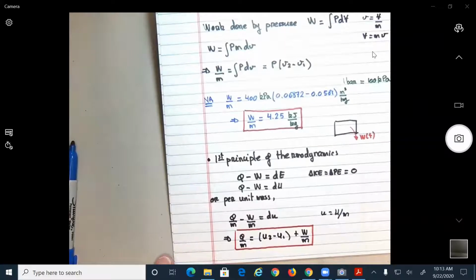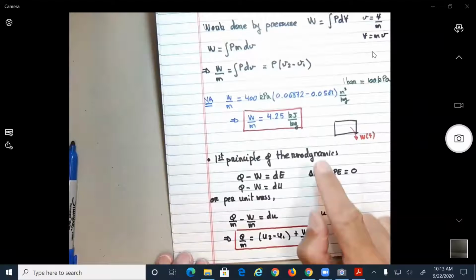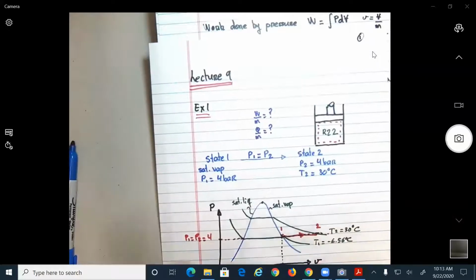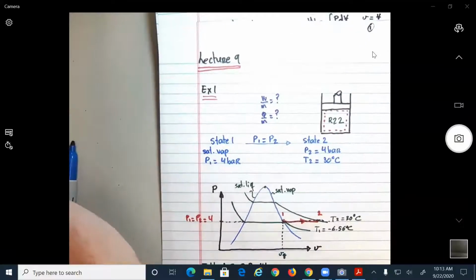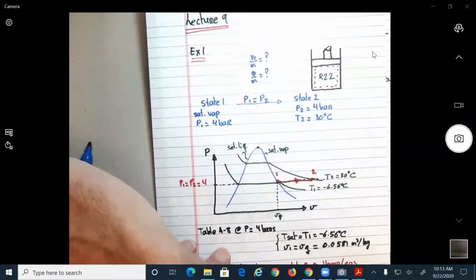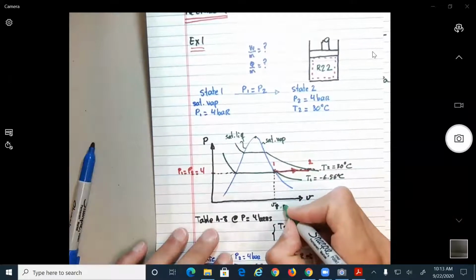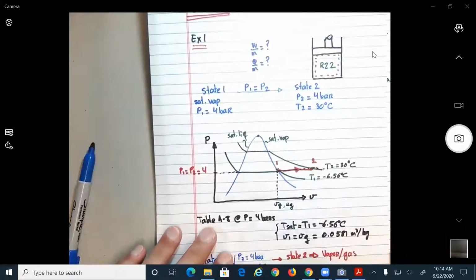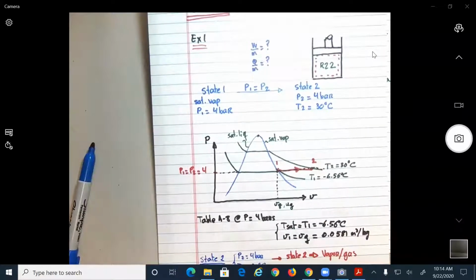Okay, so work over M, we already know it is 4.25. Now, in order to find U1 and U2, obviously, I didn't do it before, but we can find them from the tables, no? Okay, so what do we know about this one here? The same thing that we had as state 1, we know is saturated vapor, and we look for V sub G. We can go and look for U sub G in order to find U1, okay?